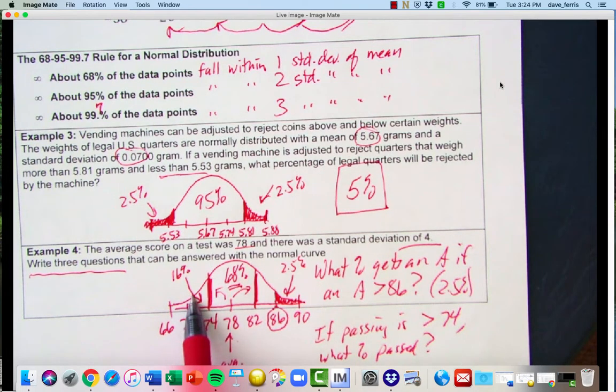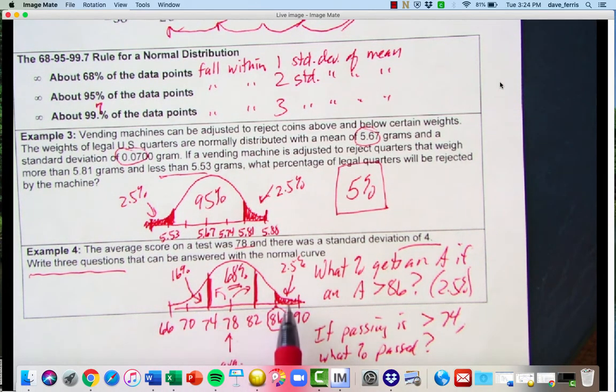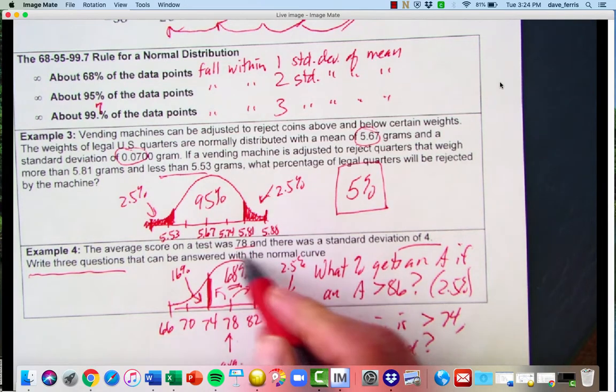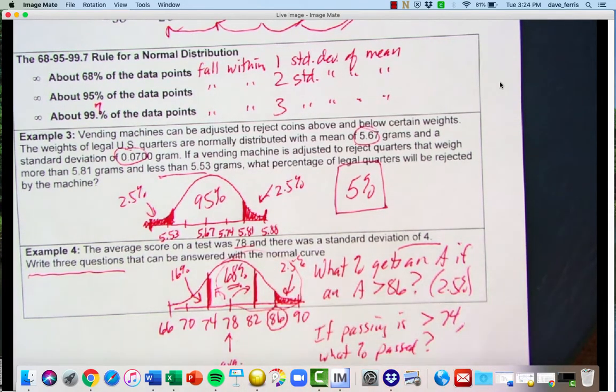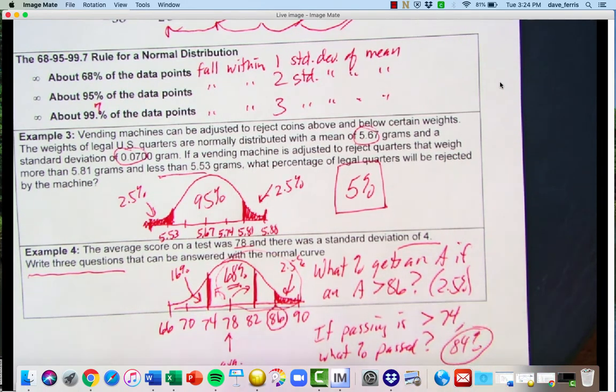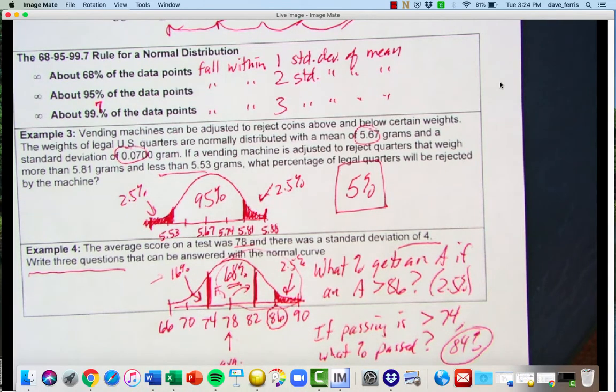So it looks like if the passing, you have to get 74 to pass, 16% are going to fail, and then I guess that'd be 84% would be on the other end, which is all the rest of this would be a passing score. So I could say that 84% are going to pass the test because I know that 16% are going to fail. A lot of times you can get an answer by subtracting from 100%. So those might be a couple questions you could ask about a distribution where you know the mean and the standard deviation and you know it's normal.